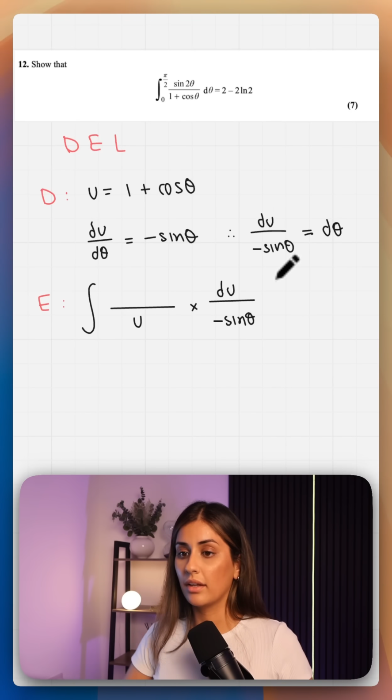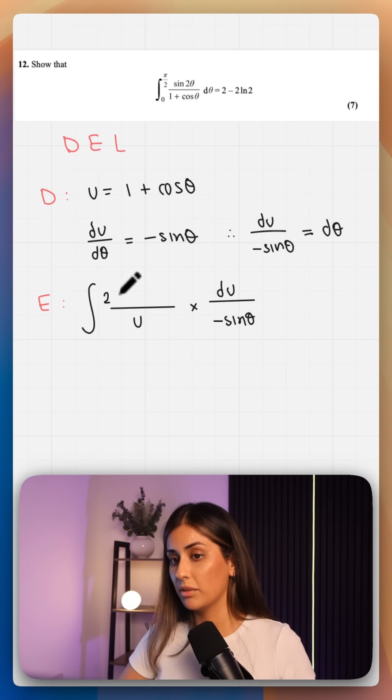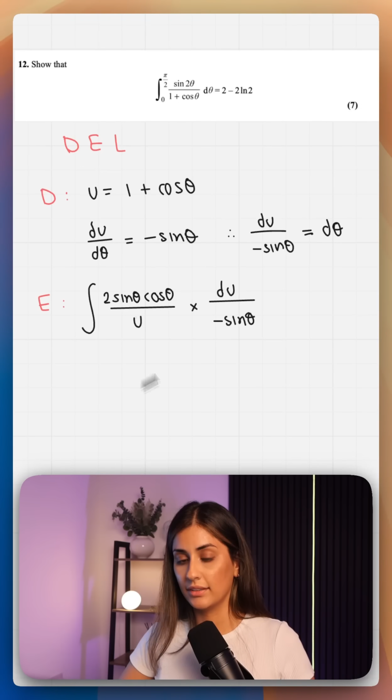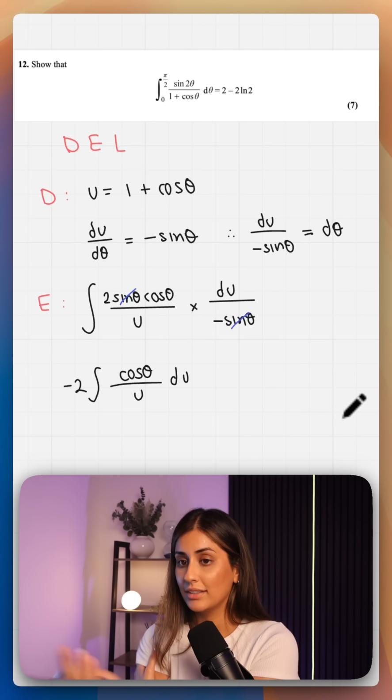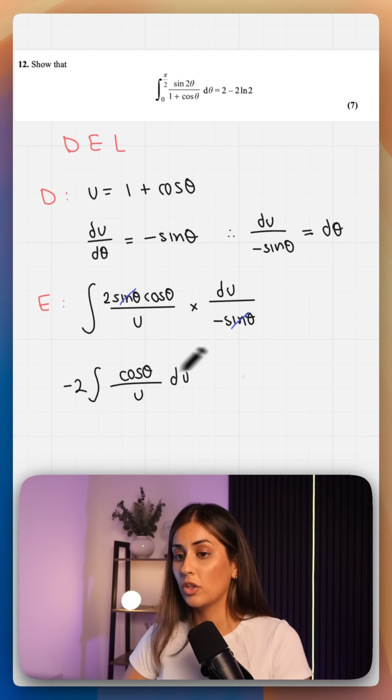So now before we do anything, we've got minus sine theta on the bottom, and we've got sine 2 theta on the top, so let's use double angles to expand and simplify. What this does is cancel out sine theta, there and there. So what we've got at the moment, let's take that negative sign out along with the 2. Now we know 1 plus cos theta is equal to u, so cos theta is u minus 1.